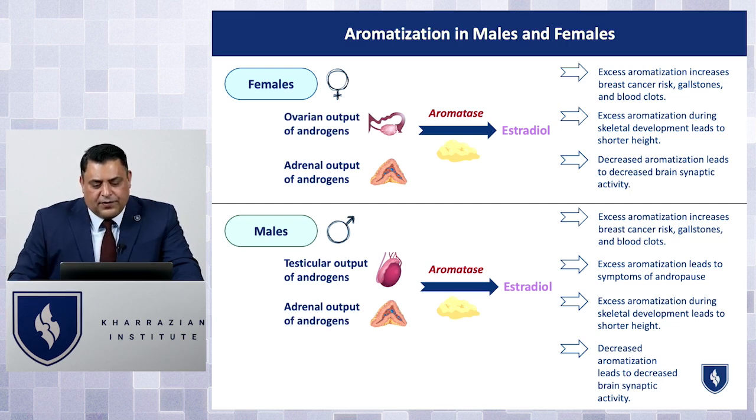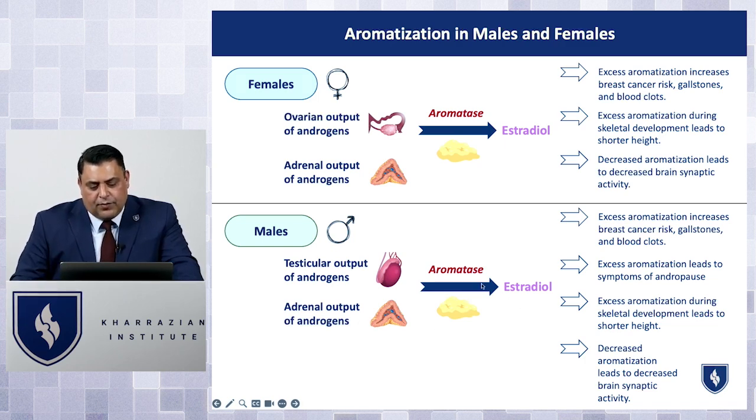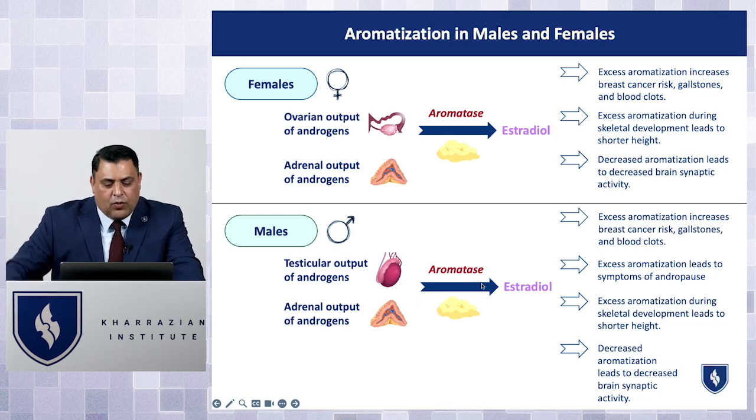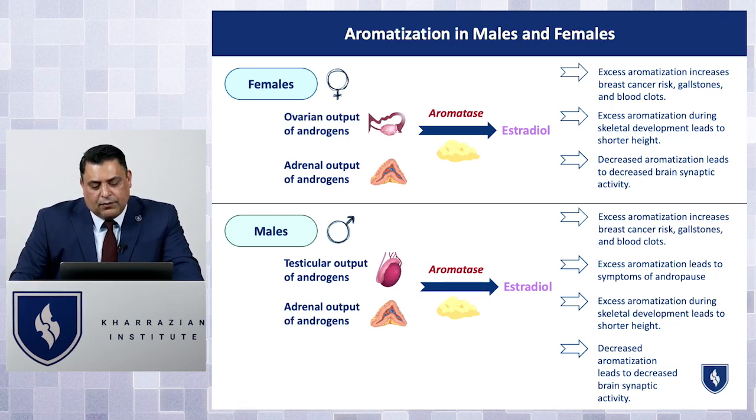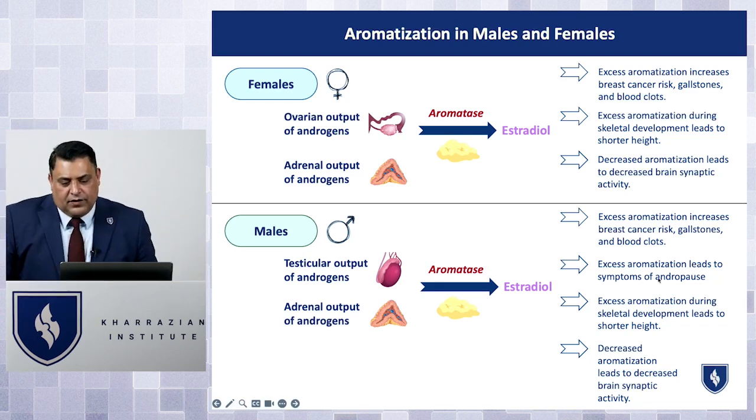Estrogens are really critical for synaptic activity for both males and females. So with males, it's pretty much the same thing. Testicular output of androgens can be aromatized to estradiol. Adrenal output of androgens to estradiol. And men need to have some estradiol too. Estrogen is really critical for brain synaptic activity. Estrogen is really important for mood activity and emotions. And just when it becomes too much, that becomes a major issue. So it's a key issue for some men to develop andropause symptoms, low testosterone symptoms, if their estrogen levels are higher than their testosterone levels.